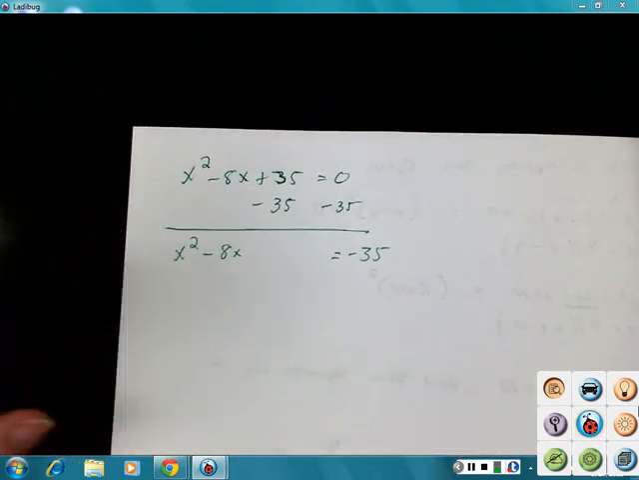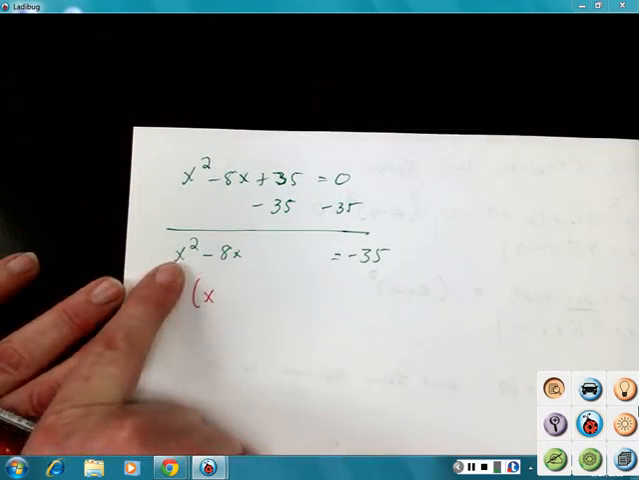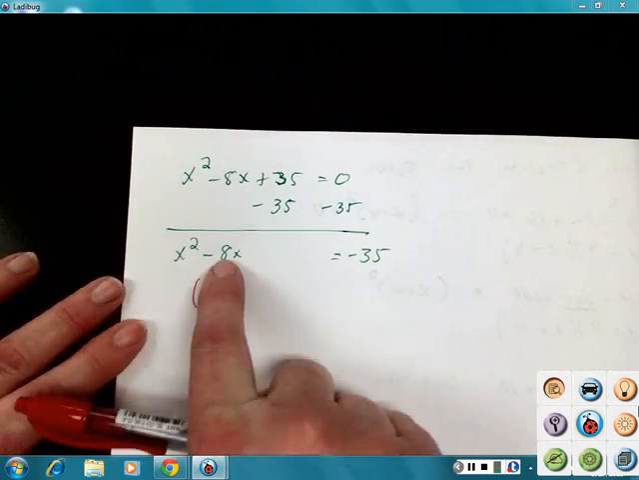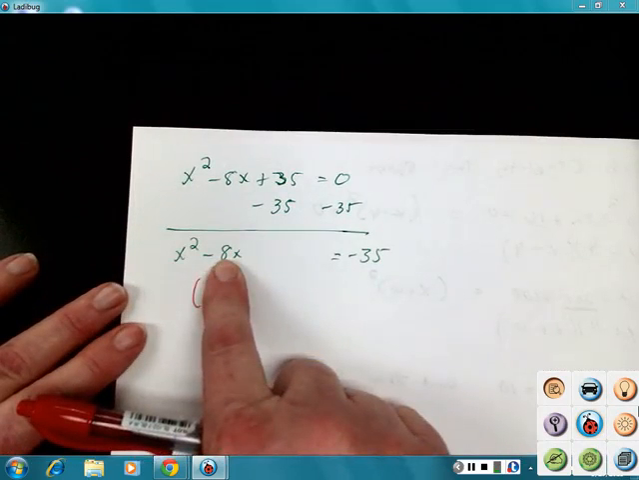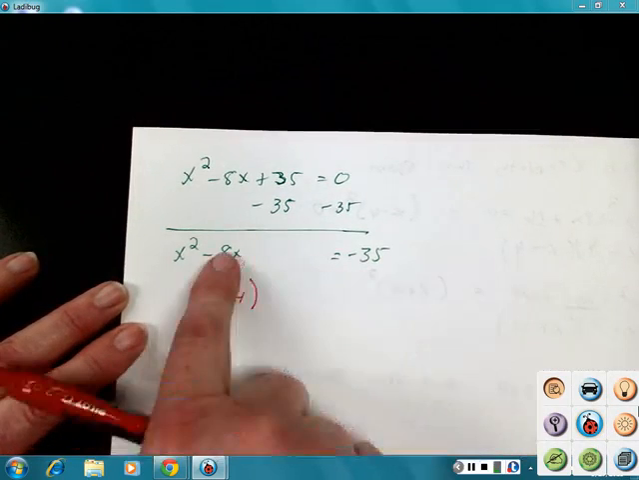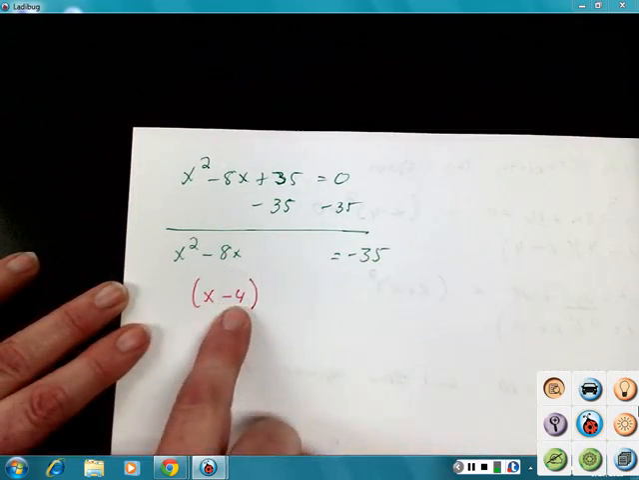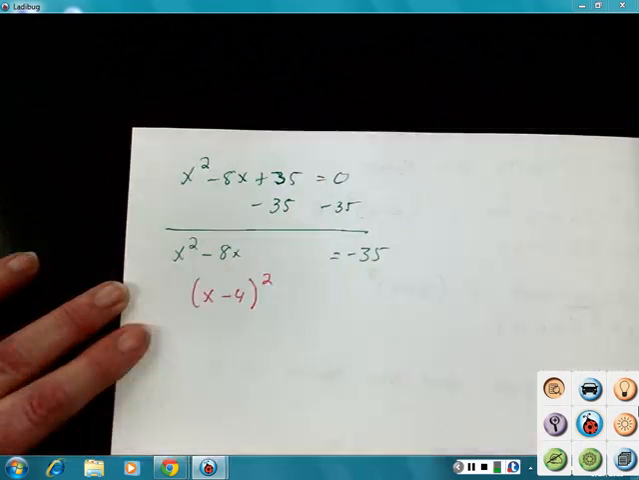And I do that by, what did we do last time? Well, we took the first piece, correct? Half of a negative 8. What's half of a negative 8? Watch the signs. Half of a negative 8 is negative 4. That is going to make this side become a perfect square.